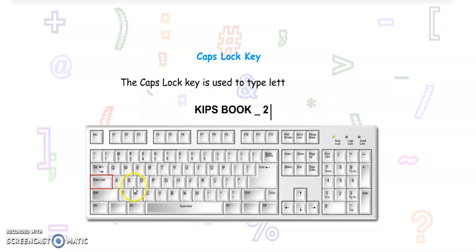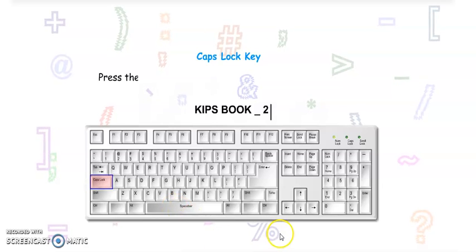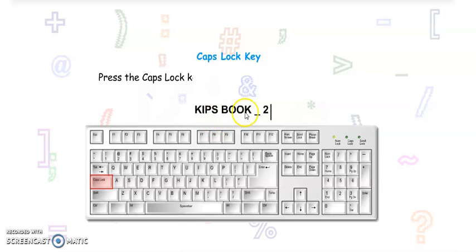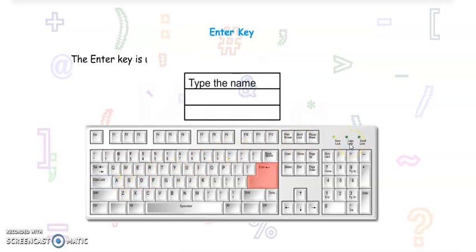Then we are typing with the alphabet keys, and they are coming in capital letters. It is used to type letters in capital like this. Chips, book. These are the capital letters. So press the caps lock key once. The caps lock light will turn on. Then we can type capital letters.